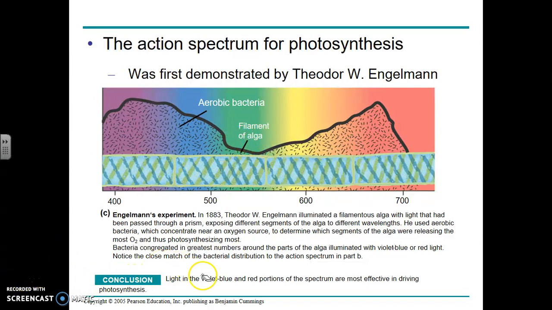The conclusion from this experiment was that violet, blue, and red portions of the spectrum are most effective at driving photosynthesis, and they found out the reason is that chlorophyll can absorb those wavelengths of light well, and not the green very well. If you didn't write all over this slide, you should go back and write all over it.